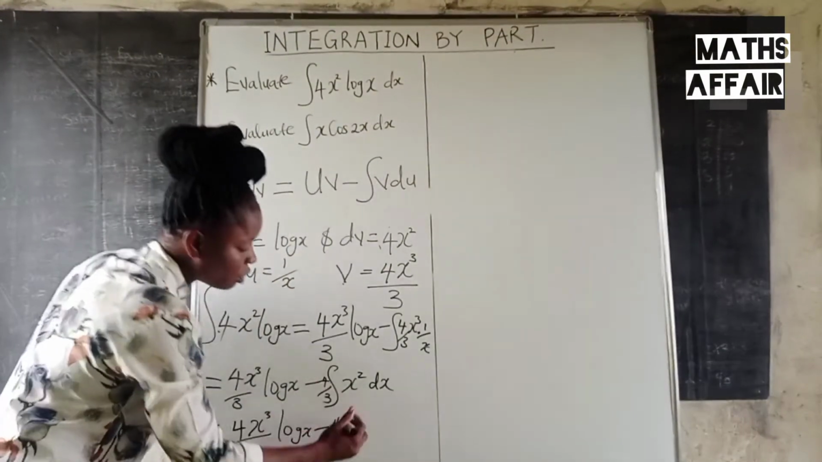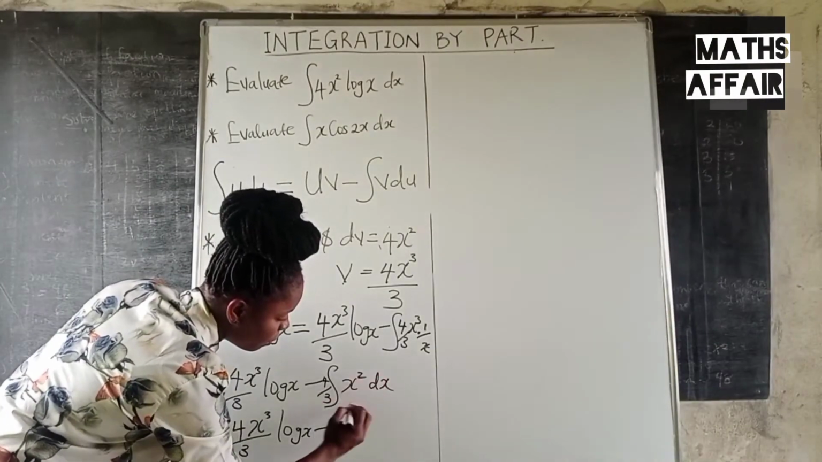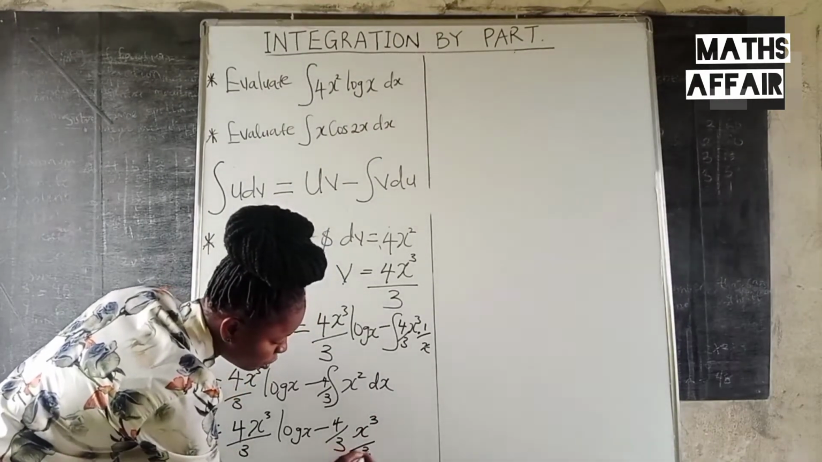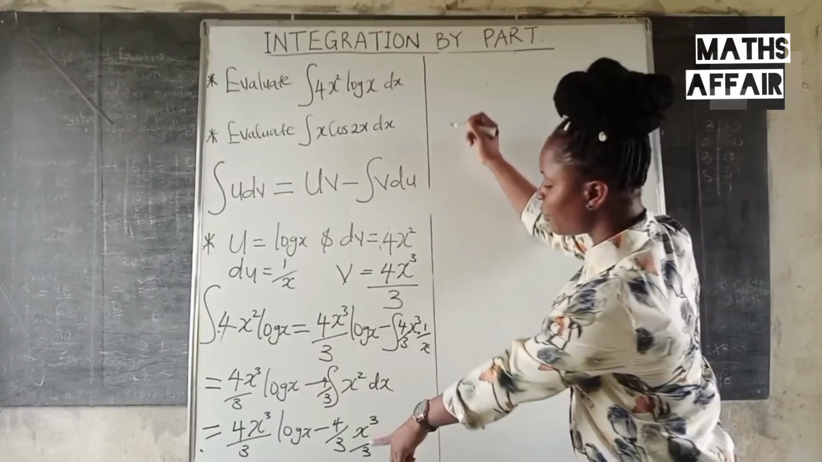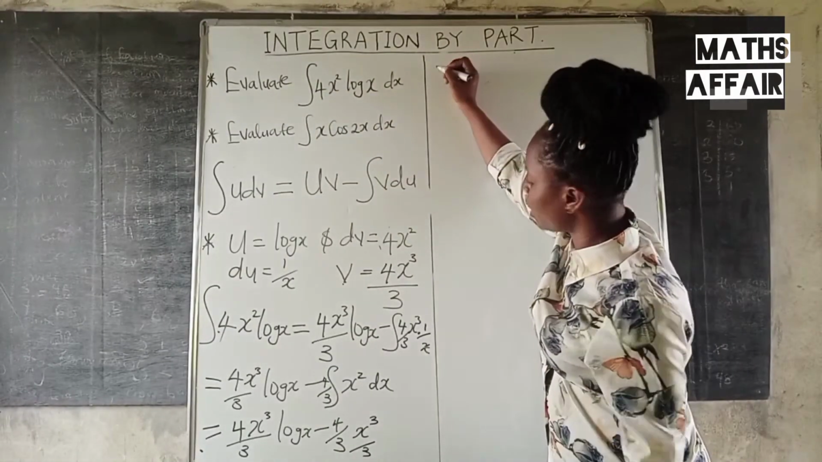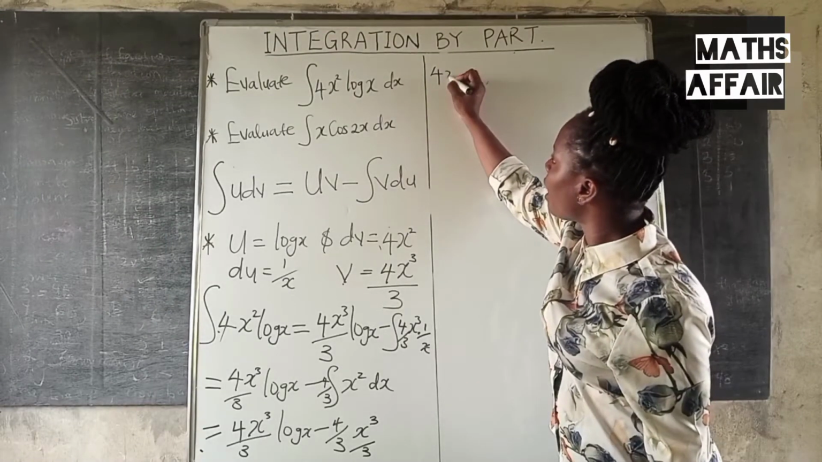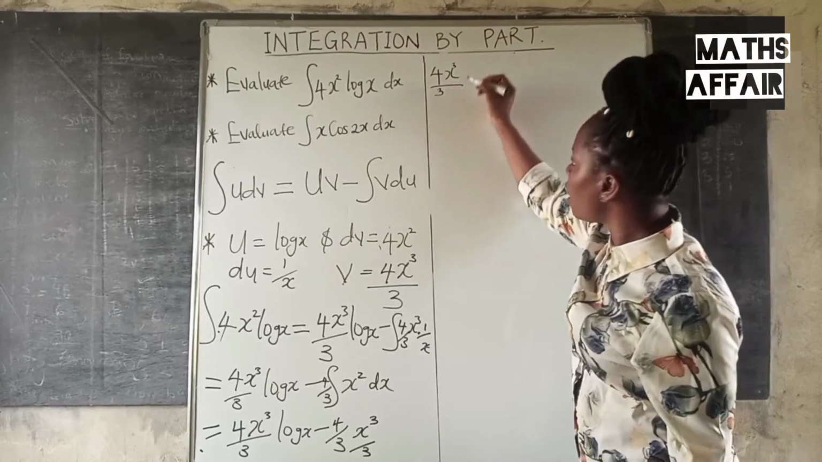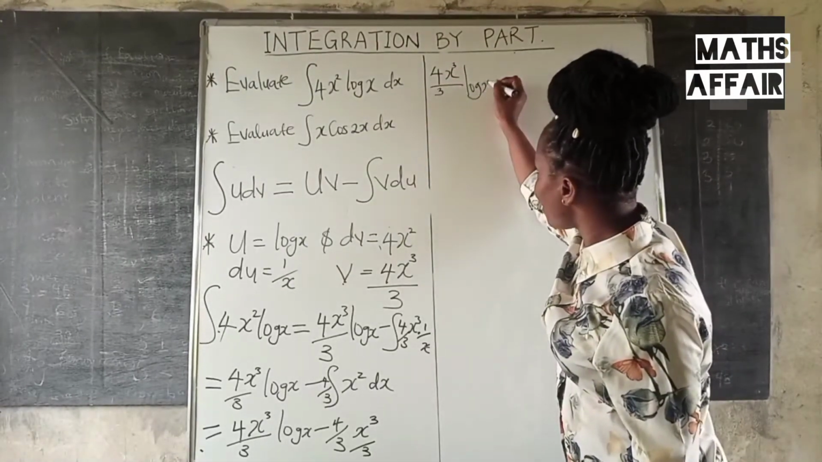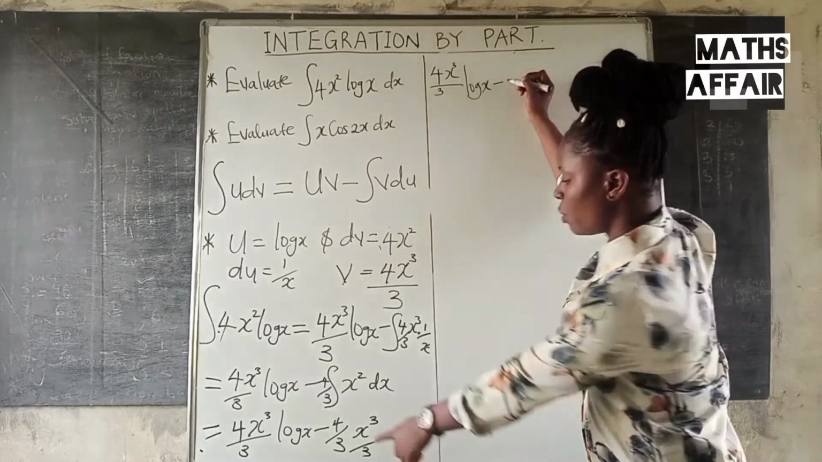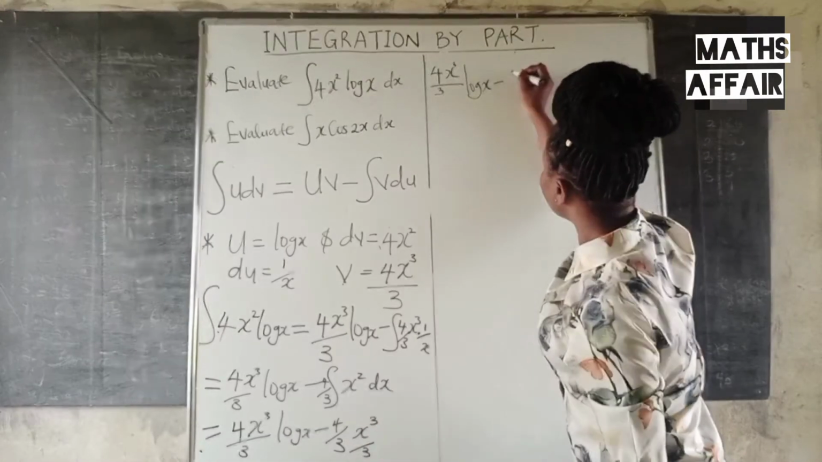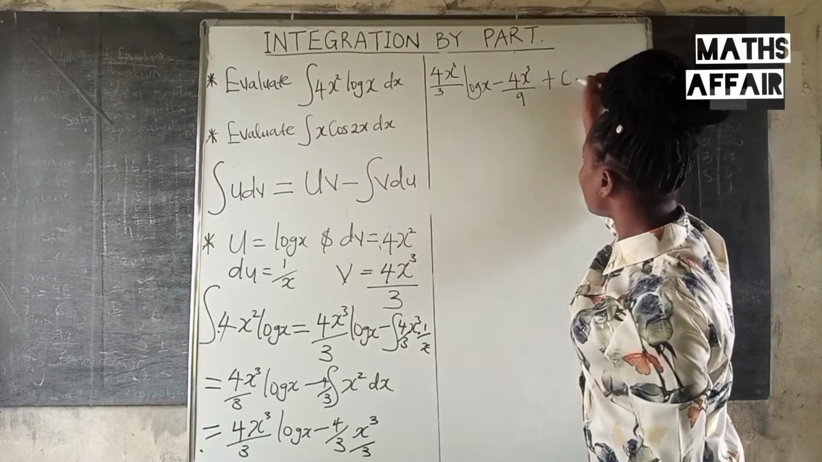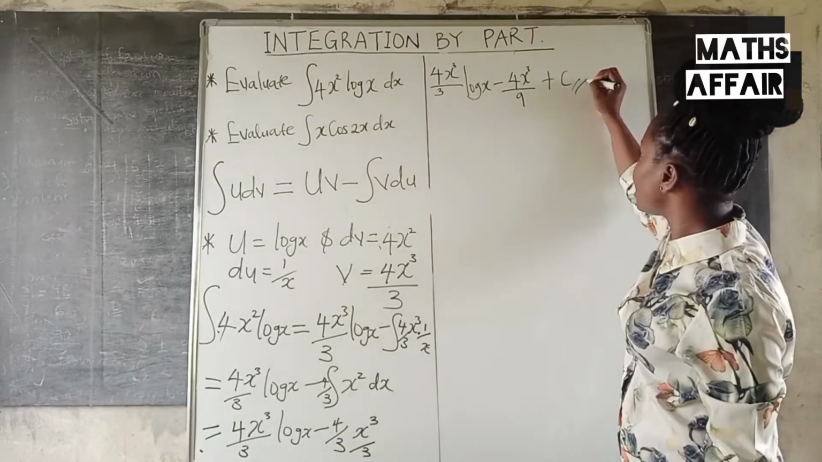Now if you integrate this function, you have plus 1 all over 3, x cubed all over 3. Now we are going to multiply the denominators together. Alright, so from here, we pick it out so that we have 4x cubed all over 3 log x minus, we multiply this, so we have 4x cubed all over 9, plus your constant of integration. And that marks the final answer.